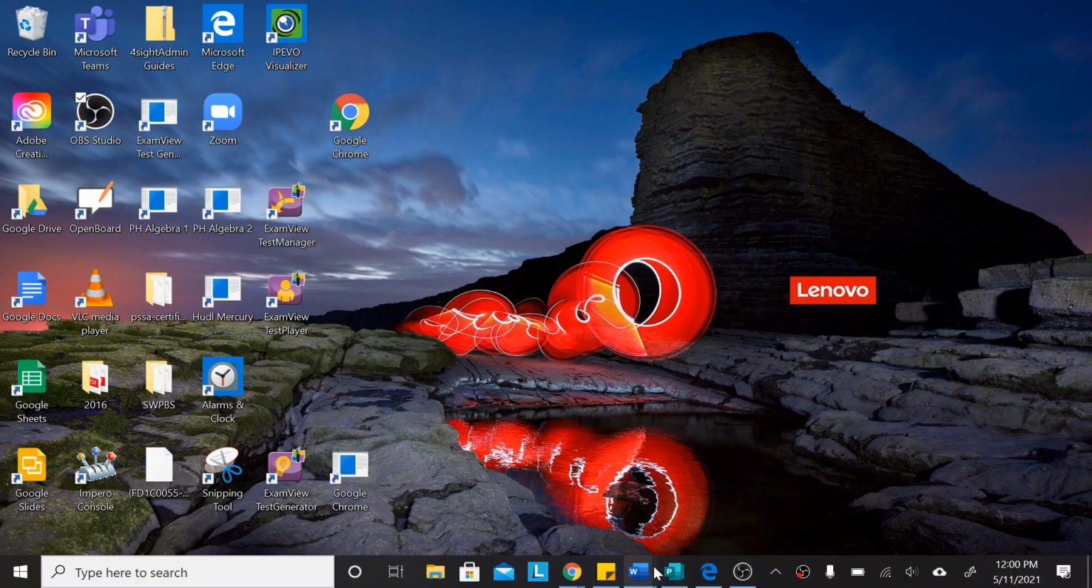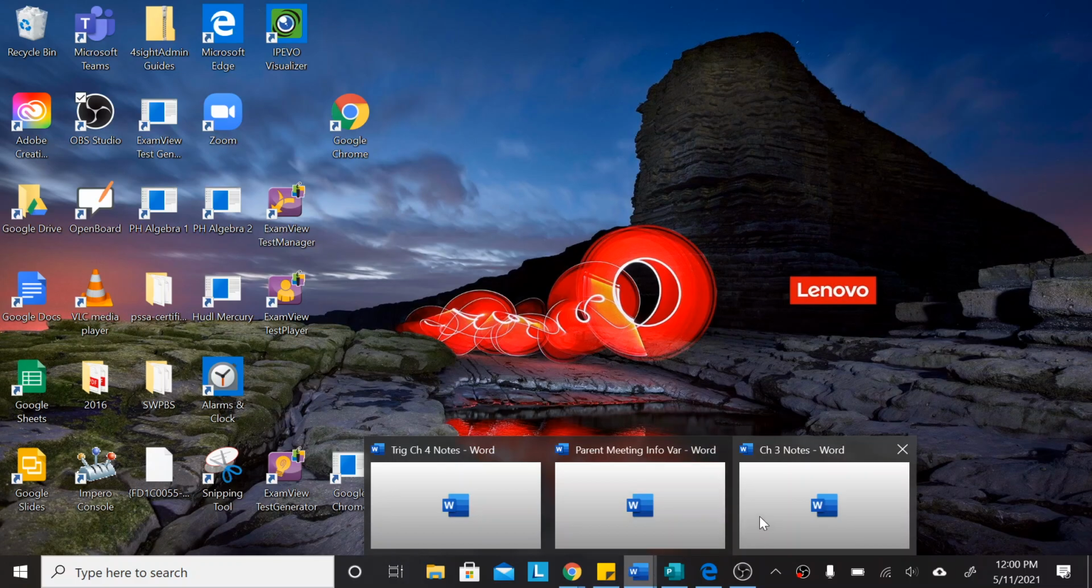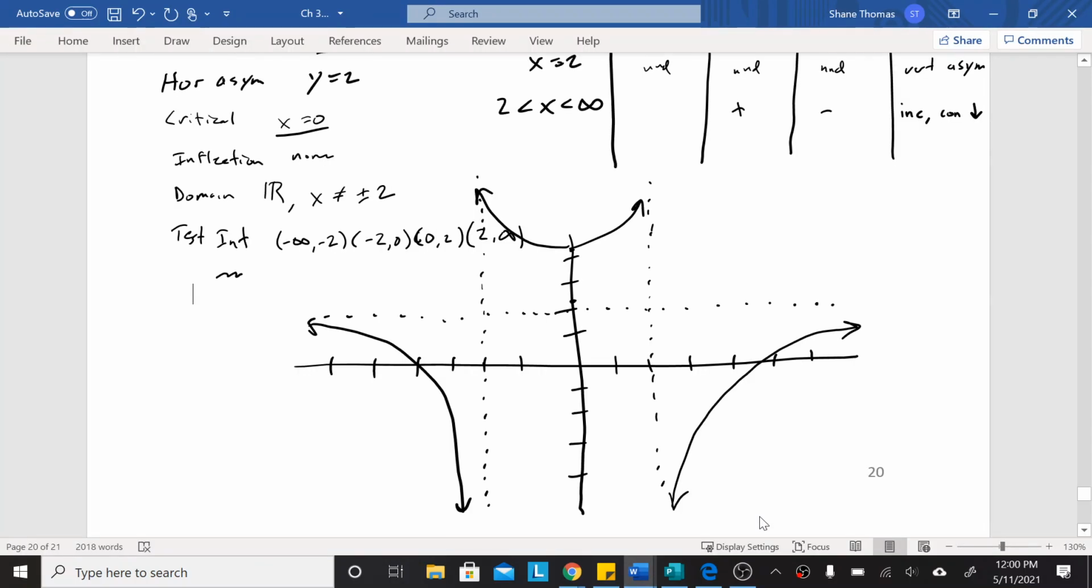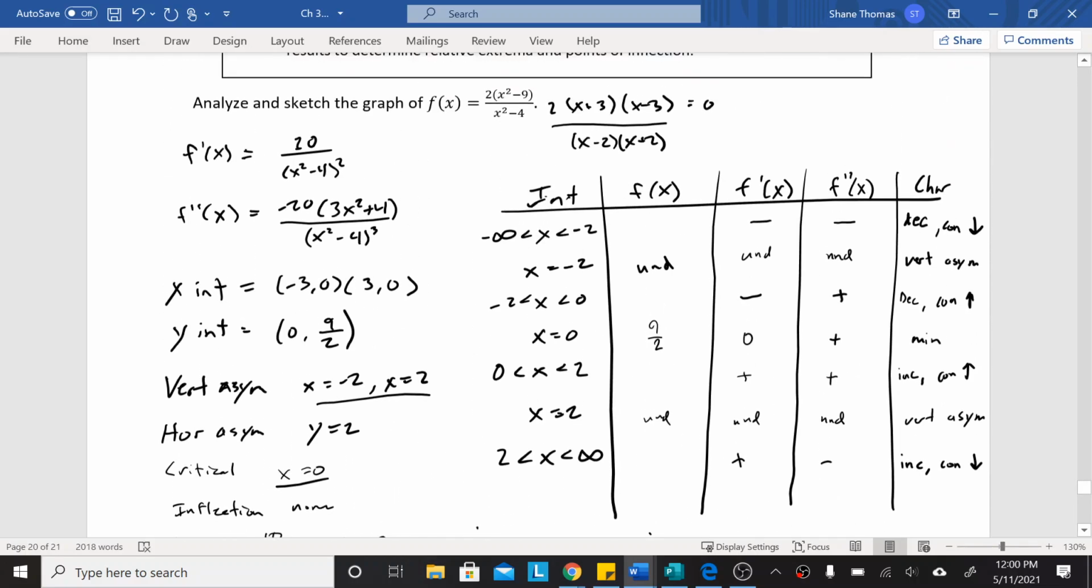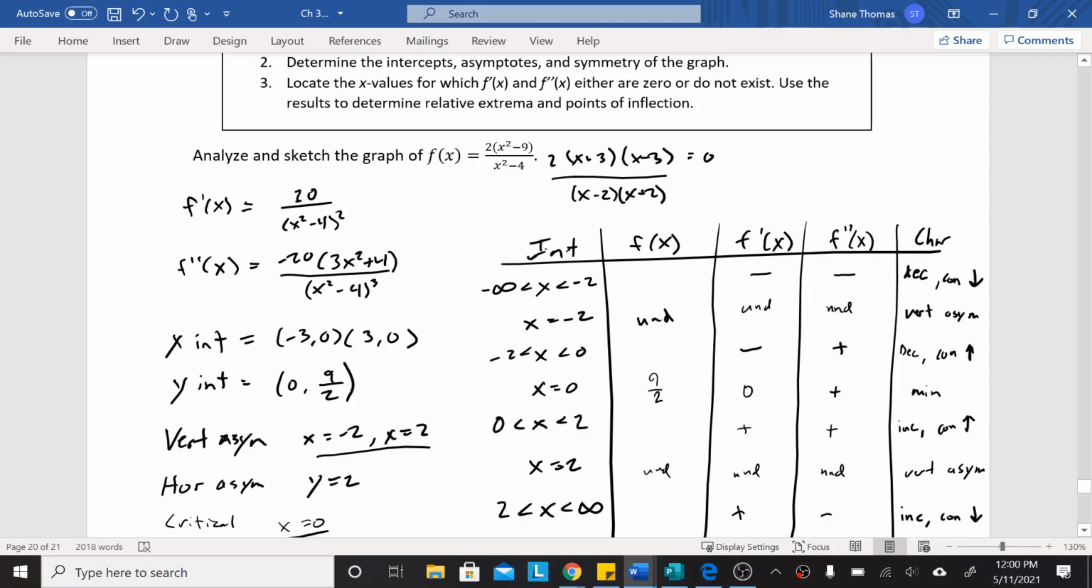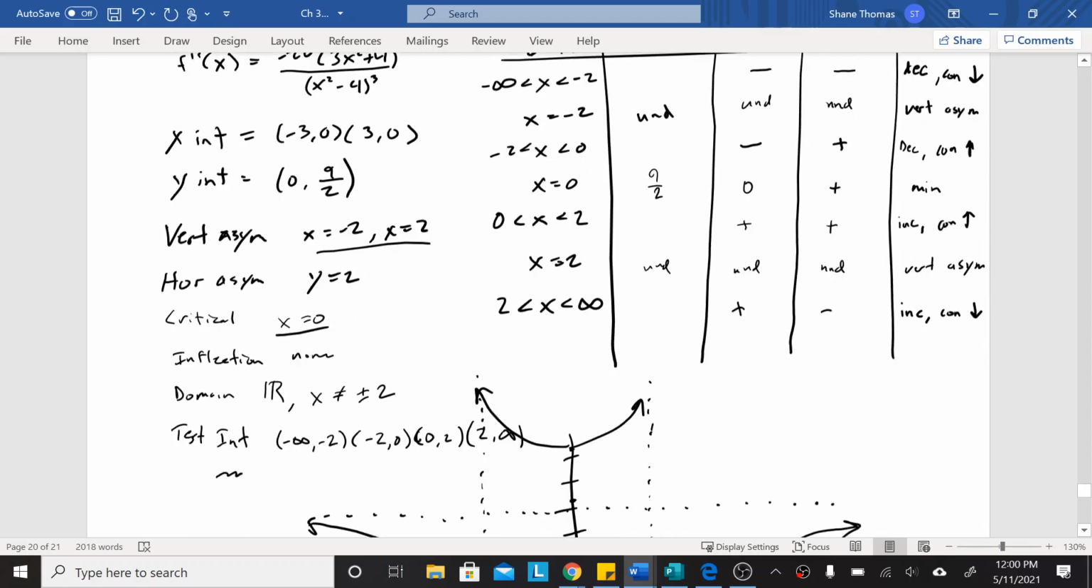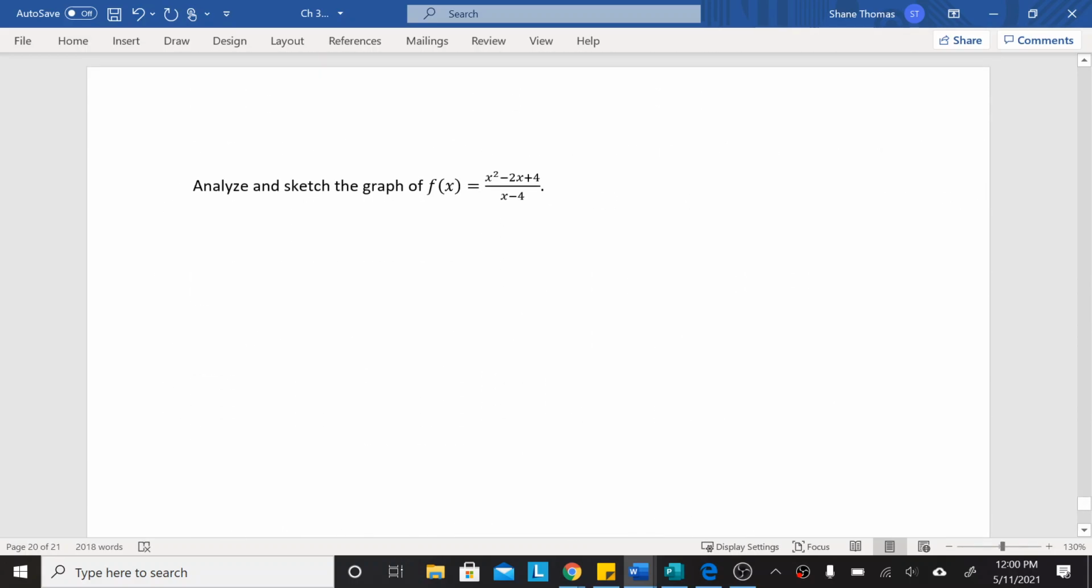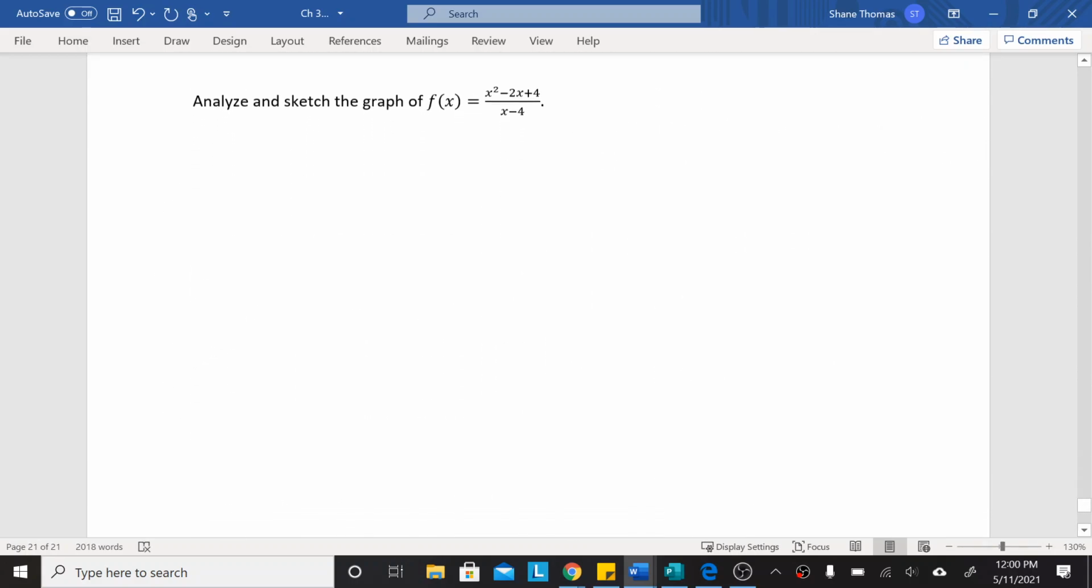Alright, so we're going to pick up with another example here of graphing a function using the stuff we've been working on. That was where we stopped yesterday, the function 2x squared minus 9 over x squared minus 4. Let's do one today, it might be a little bit easier. We're going to look at this guy: x squared minus 2x plus 4 over x minus 4.